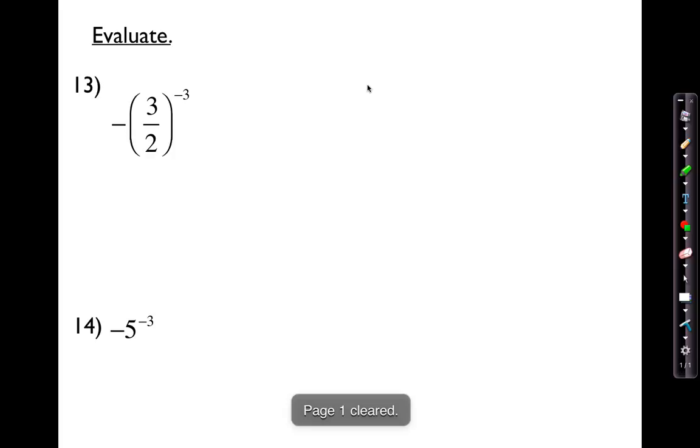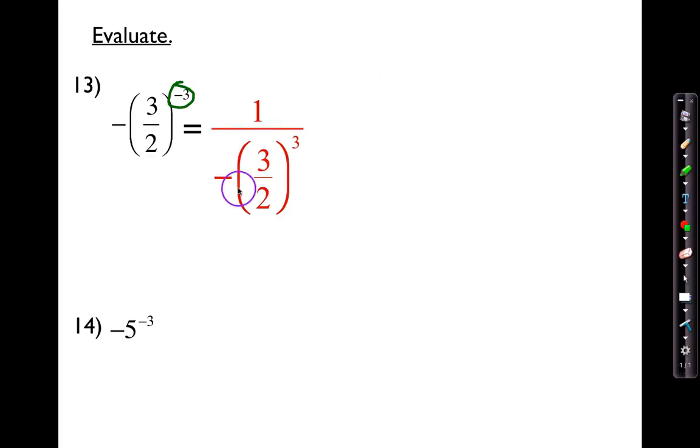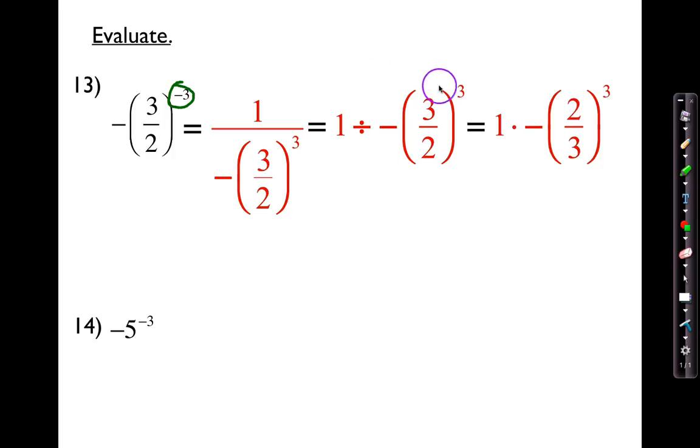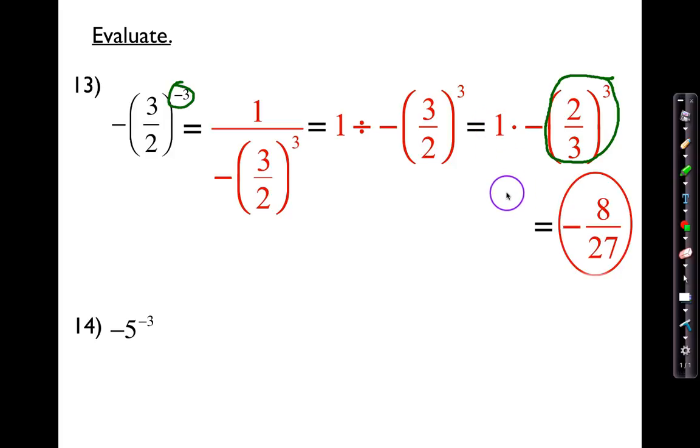Okay, so now last 2 problems. Number 13, we have a negative exponent, so definitely going to do repeated division. So it's 1 over the opposite of 3/2 cubed. This can be written as 1 divided by the opposite of 3/2 cubed, which can then be rewritten as 1 times this reciprocal. So 1 times the opposite of 2/3 cubed. Again, first you're going to have to do exponents first. So 2/3 cubed is 8 over 27. Take the opposite of that, it's negative 8 over 27. Times 1 is still just negative 8 over 27.